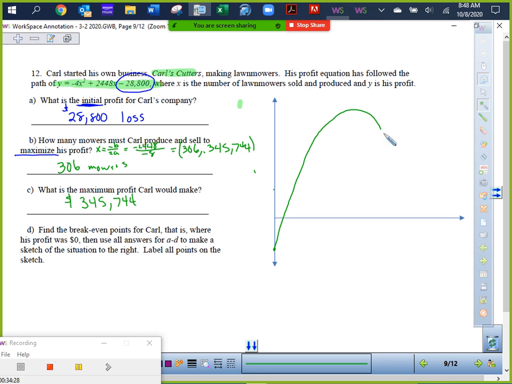And then it gets to a point where he has bought too much stuff, and his profit's going to start coming back down, coming back down, coming back down. So you got to do the math to figure out what's the right thing to do. Let's figure out the break-even points.